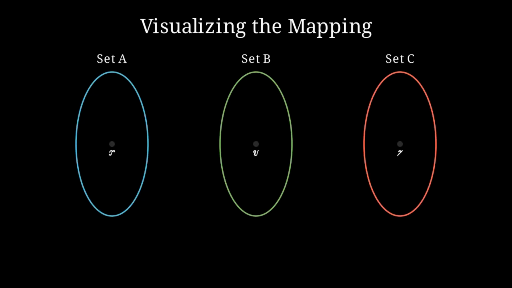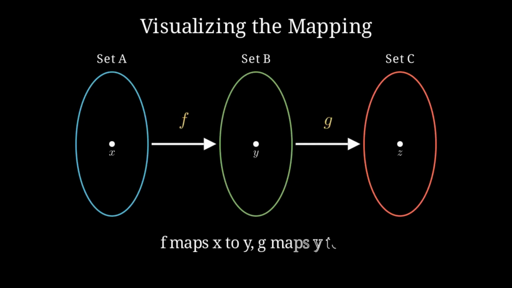Think of it as a journey across sets. Function f maps an element from set A to set B. Then, function g picks up that element in set B and carries it over to set C. The composite function is the total trip.